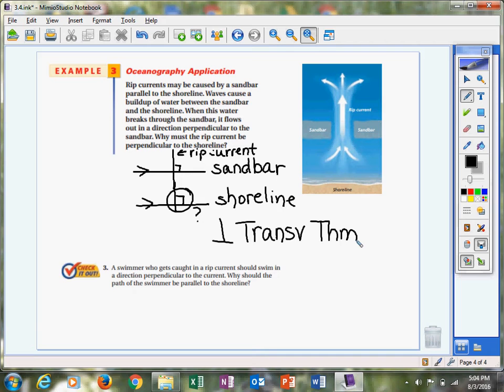All right, so let's look at this one. A swimmer who gets caught in a rip current should swim in a direction perpendicular to the current. Why should the path of the swimmer be parallel to the shoreline? So we talked about that. Safety, that's what you do if you get caught in a rip current. But why geometrically? Give me a geometry reason why that is true. Good luck with that, and bring your questions to class.